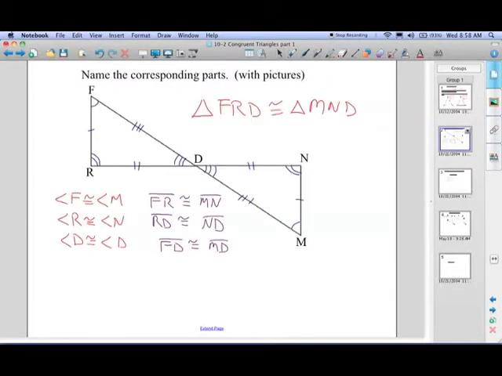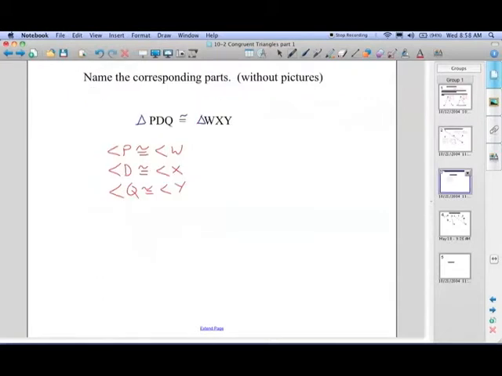So going back a picture, triangle FRD, you should notice with the 1, 2, 3 hash marks, is congruent to triangle MND with the 1, 2, 3 hash marks as well. And F is in the same position as M. R is in the same position as N. And D is D. So the corresponding positions, the way they're labeled, makes a big deal too. So we have the three angles, P and W, D and X, and Q and Y. Now we're going to do sides.